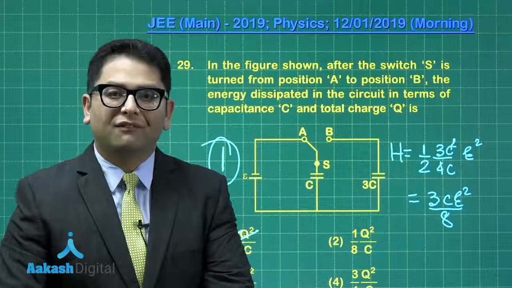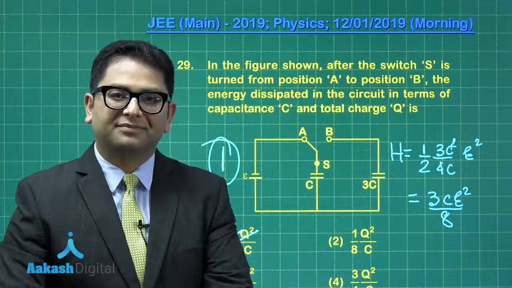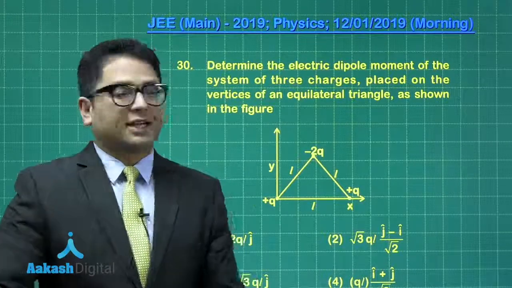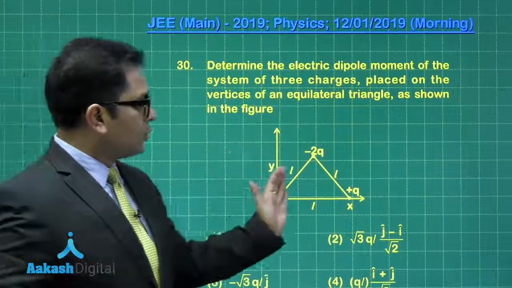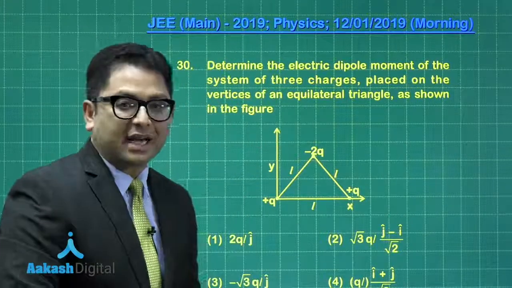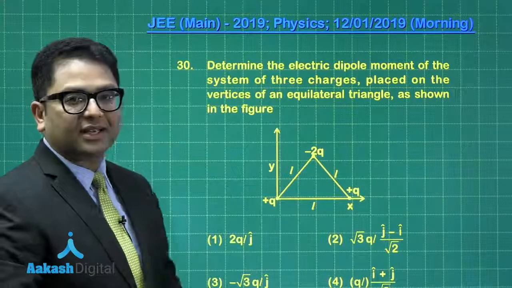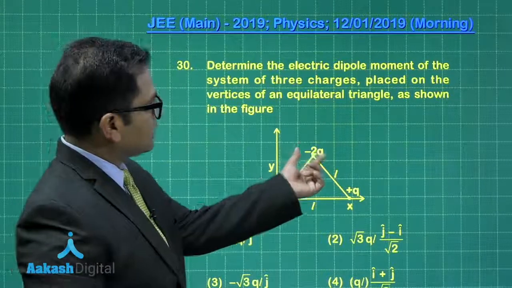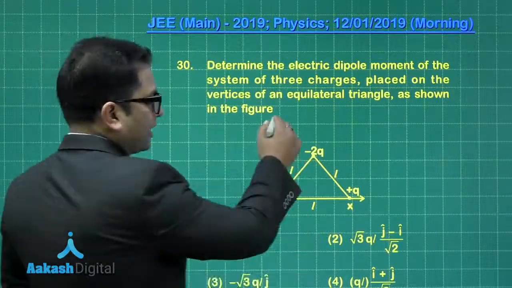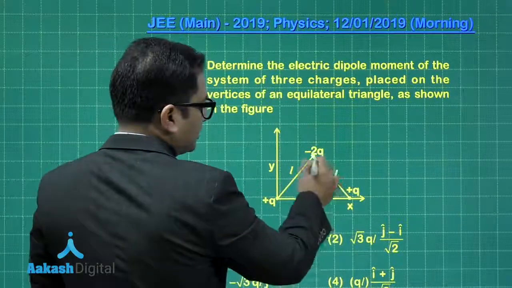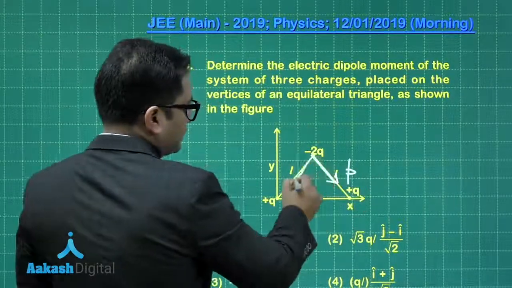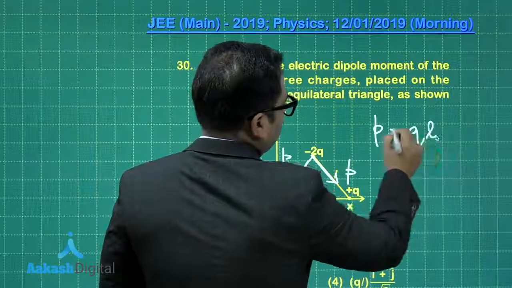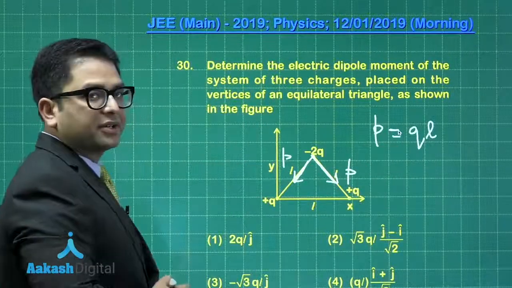Now let's go for the final question of this shift. An arrangement is given there, minus 2Q, Q and Q, and we need to calculate the dipole moment of this system vectorially. In order to model it into a dipole format, we'll take this as minus Q. One pair would be here, another pair would be here. So this one pair is P and this is another P, and that P, of course, is Q multiplied by L. That's the magnitude of the dipole moment.